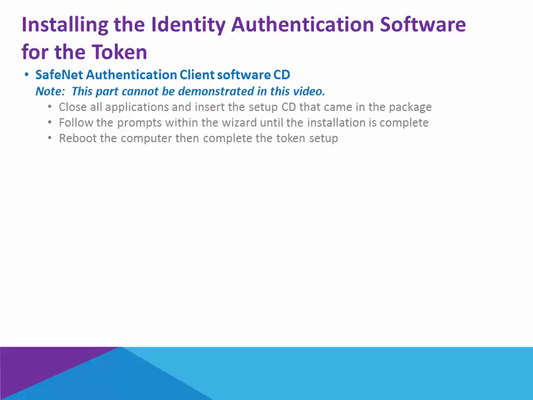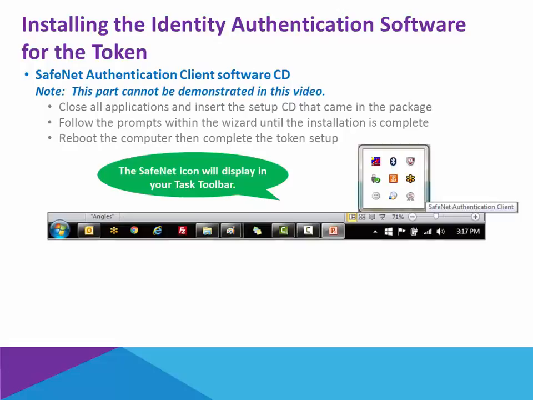Now, unfortunately, I'm not able to demonstrate this in the video because it requires that all other applications be shut down, and then you have to reboot the computer in order for the changes to take effect. It is a user-intuitive installation, however, so just follow the prompts through the wizard once you've inserted the CD. After rebooting the computer, then, we're going to pick it back up with the completion of setting your token up, and there will be a new icon called the Safenet authentication software.